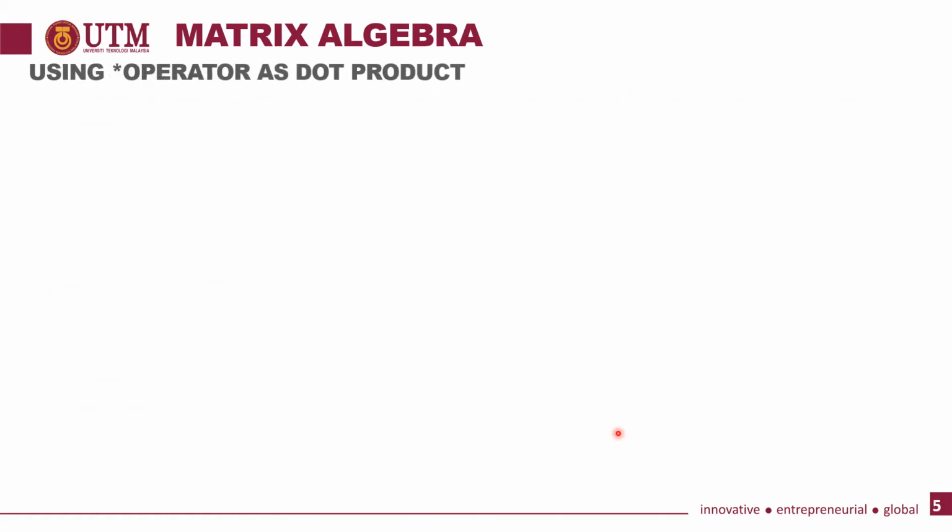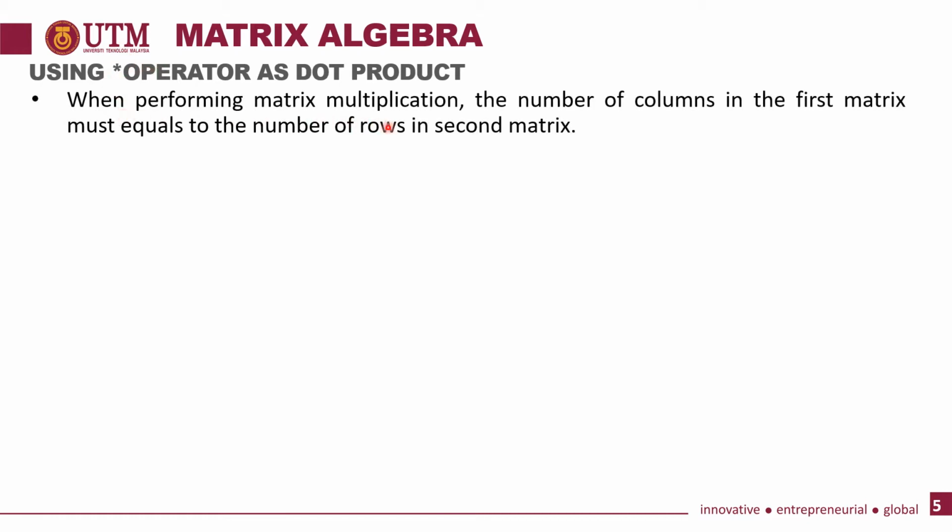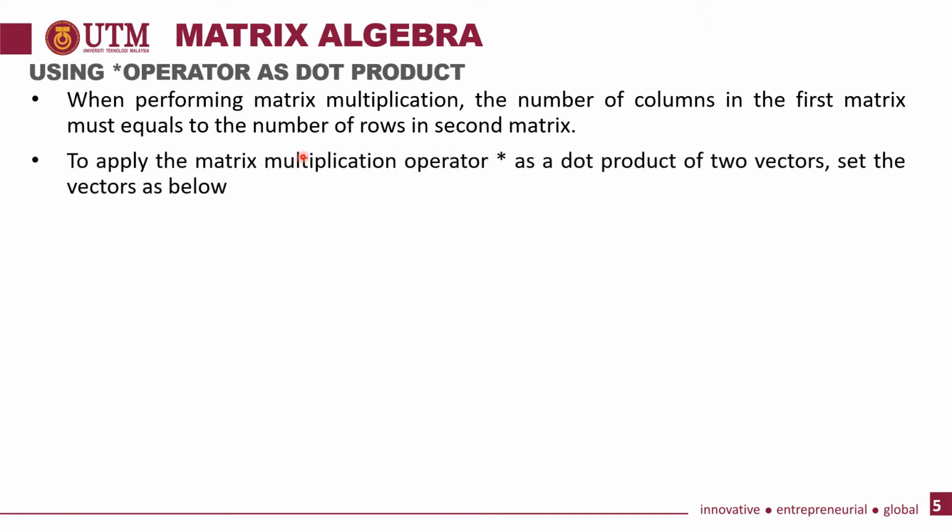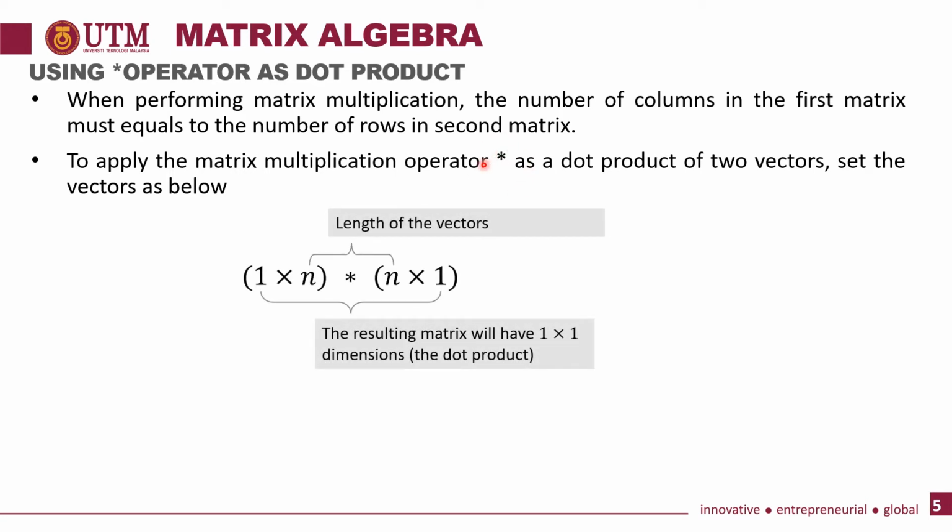Next is using the star operator as a dot product. When performing matrix multiplication, the number of columns in the first matrix must equal the number of rows in the second matrix. To apply the matrix multiplication operator, which is star here, as a dot product of two vectors, you need to make sure you have this kind of architecture for your matrix.